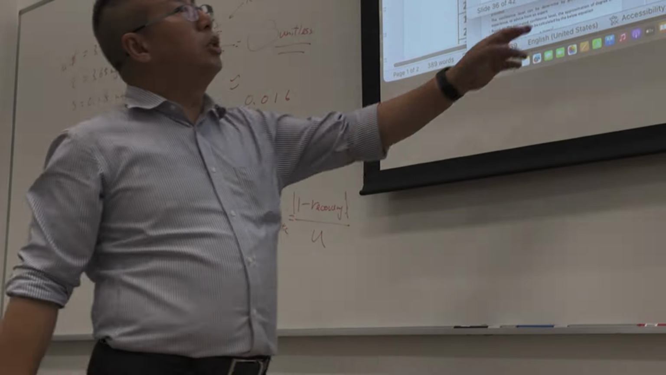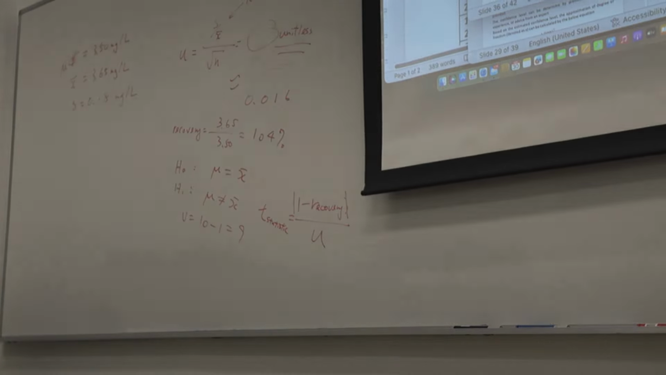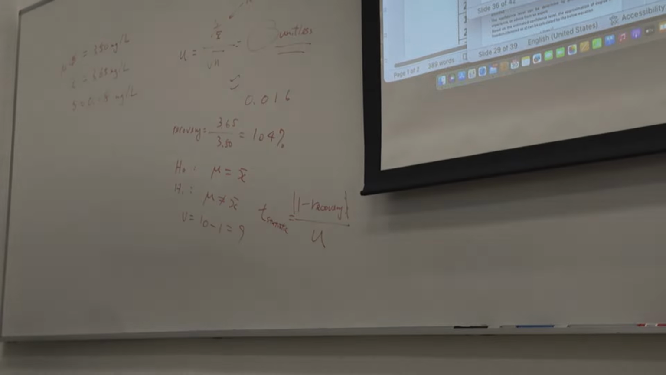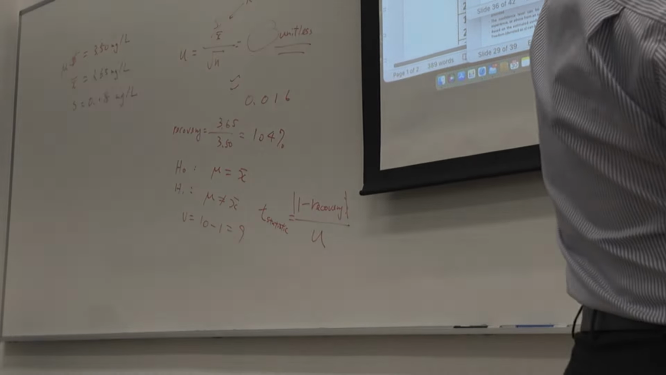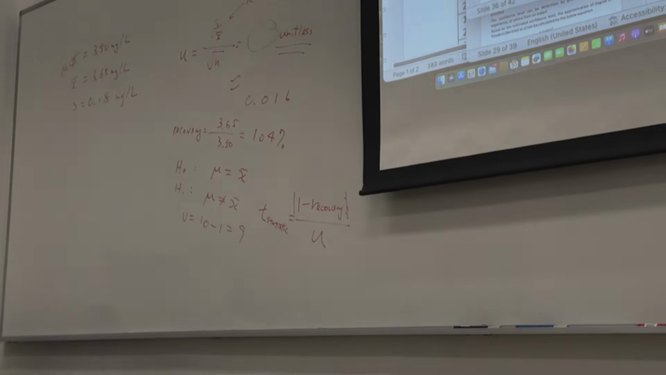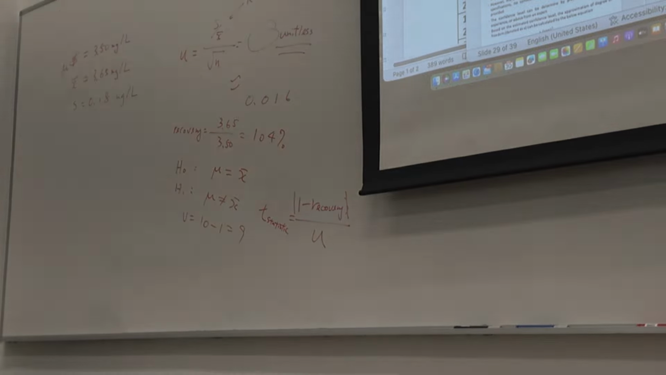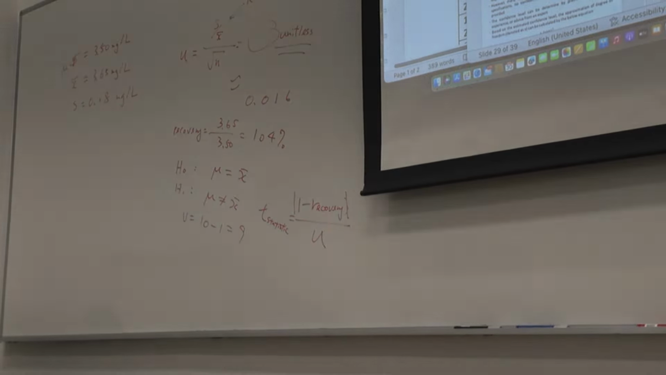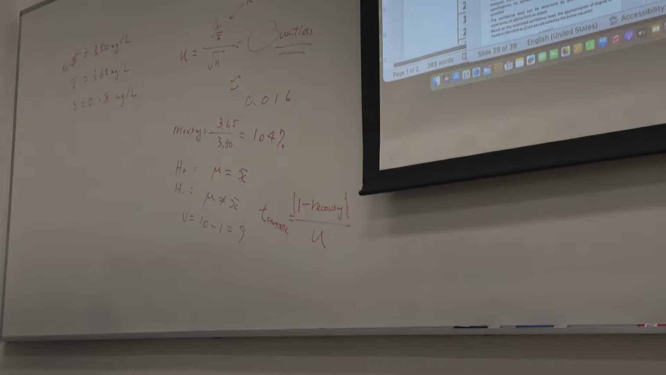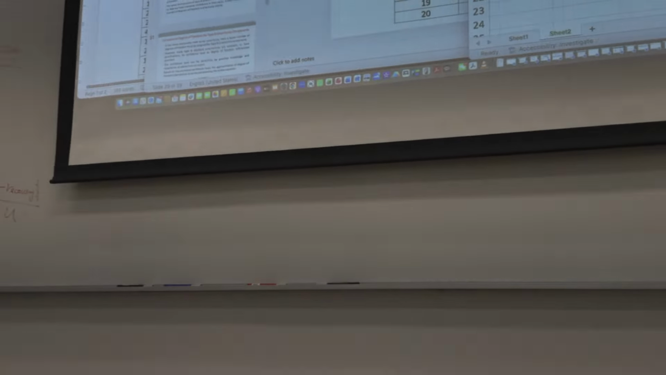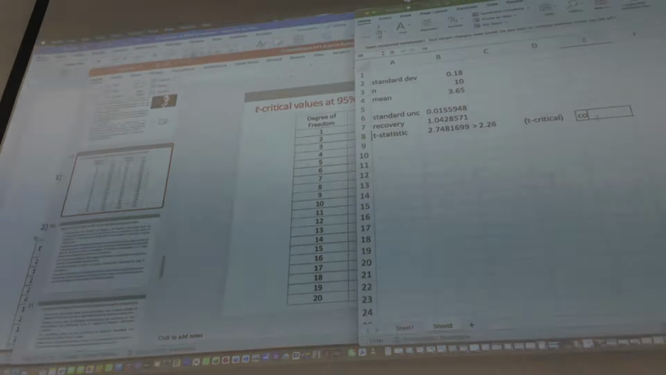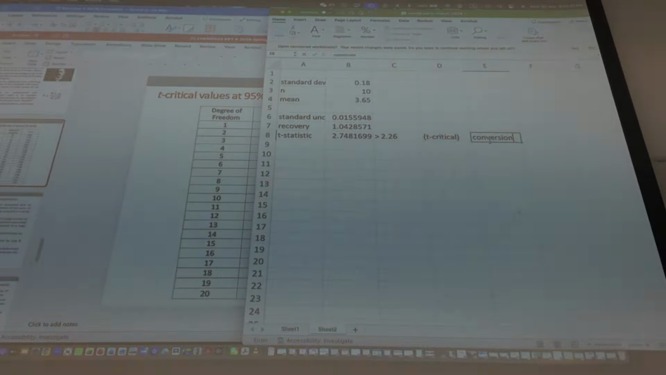Because the t statistic value is greater than the critical value, you have to apply the correction factor. Based on this, because the t statistic is greater than the t critical value, a correction factor is required.